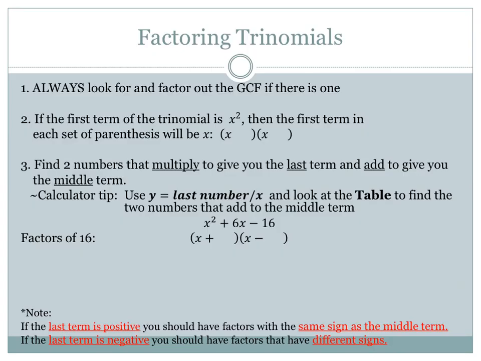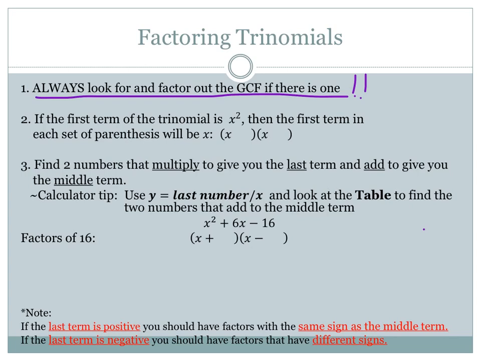All right, so one of the things that we do when we factor a trinomial is that we always look for and factor out a greatest common factor if there is one. That is always going to be our first step every single time, because otherwise it'll screw us over when we go to look for other factors and other things that multiply and add together. If we don't factor out a greatest common factor, it makes our life so much harder.